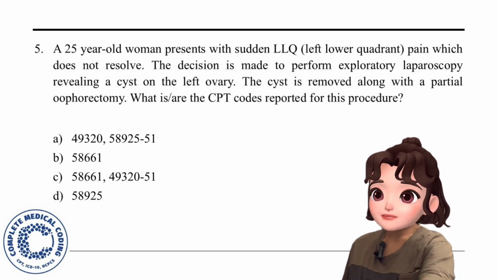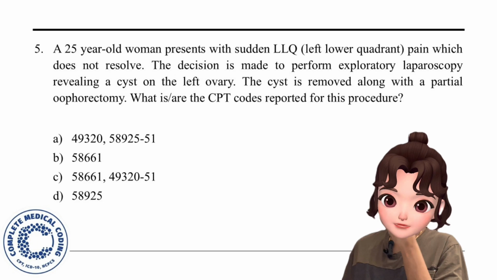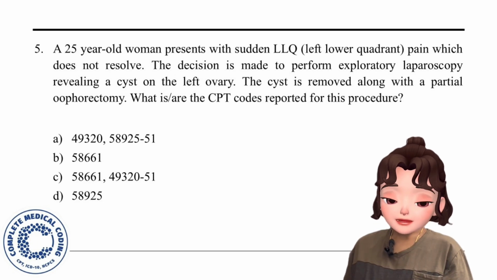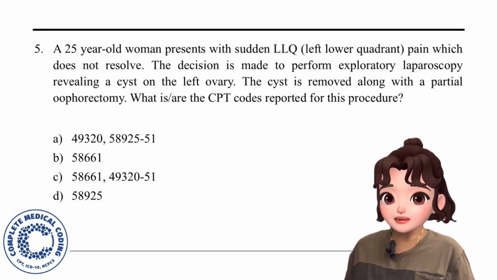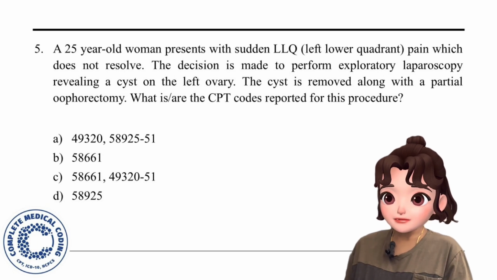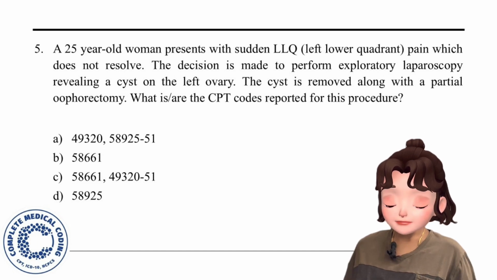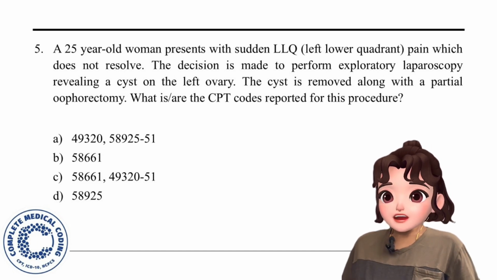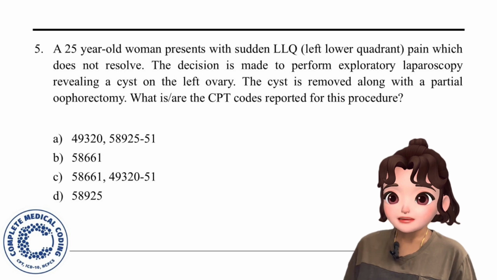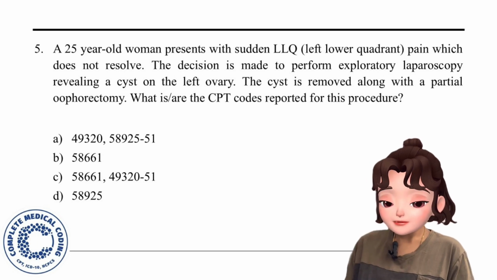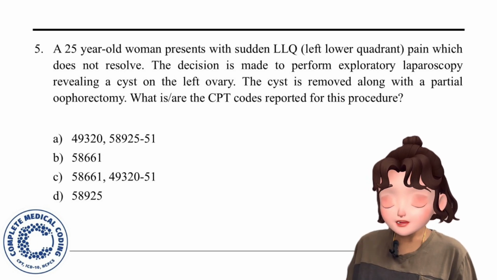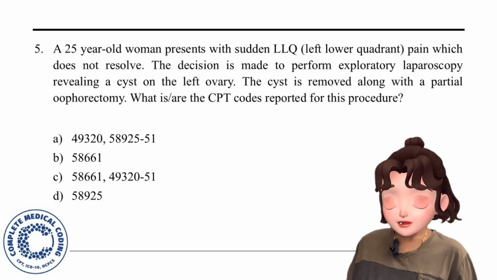Yeah, so the patient is in left lower quadrant pain. And then what is going to be performed? To remove a cyst on the left ovary. Laparoscopic removal of the cyst. Anyway, let's find out the answer. It is option A, 49320.